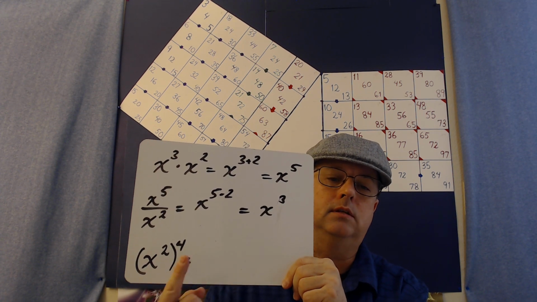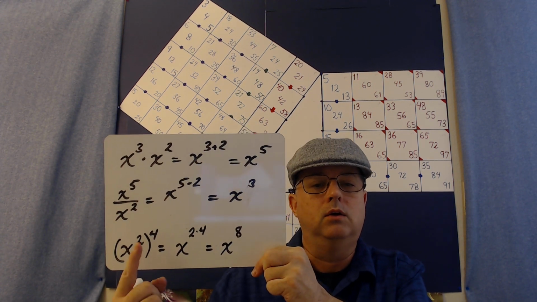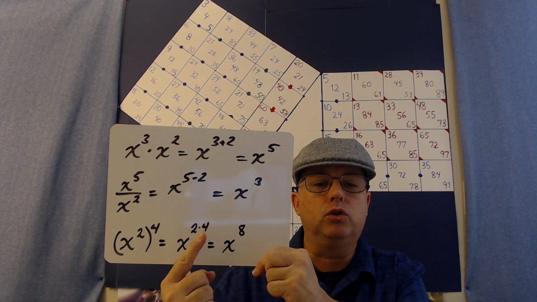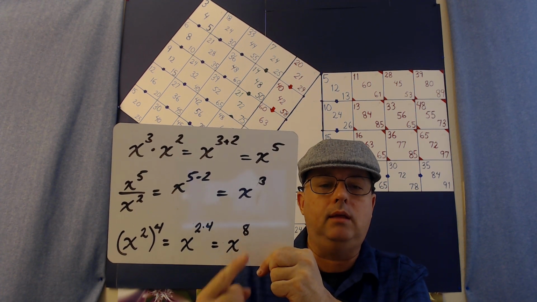Okay, and let's remember one more property here. If we have x to the second, and then we have that raised to the fourth, x to the second then raised to the fourth power. If we have a power to a power, we multiply those powers. 2 times 4, and that's x to the 8th. So when we have a power to a power, we multiply the powers, and we get x to the 8th here.